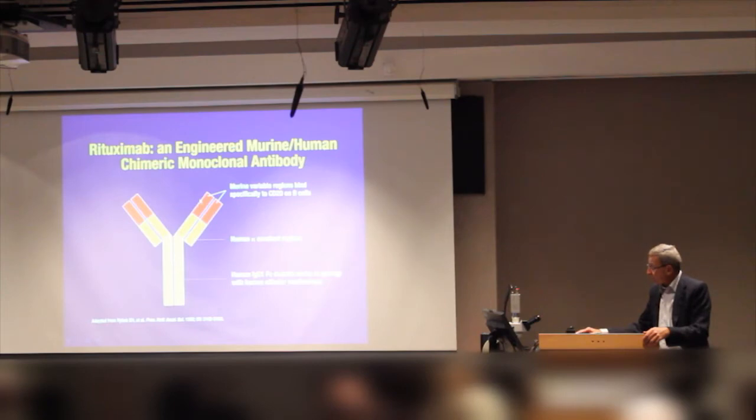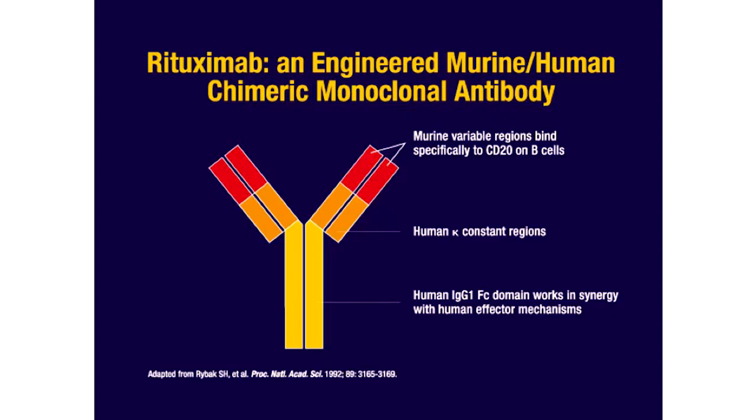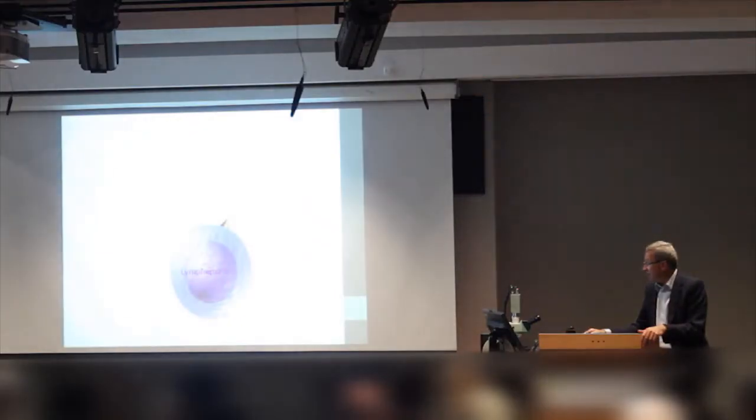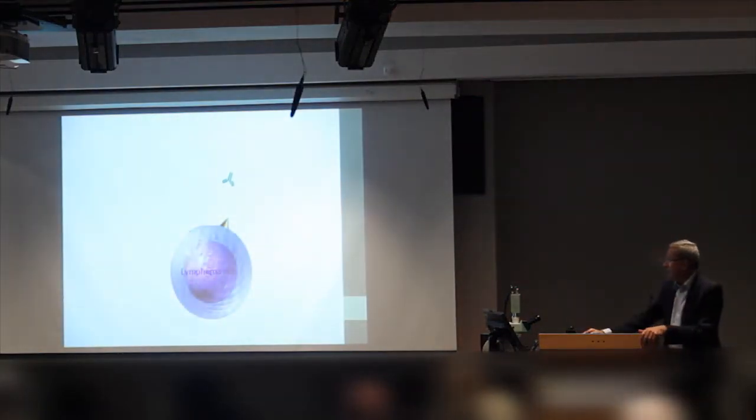Antibodies consist of proteins. This is the part that binds to the actual target. This is what binds to CD20. And this is the effector region of the antibody. So this is the region that helps with the killing of the target. And there's a number of different mechanisms where this antibody results in killing.